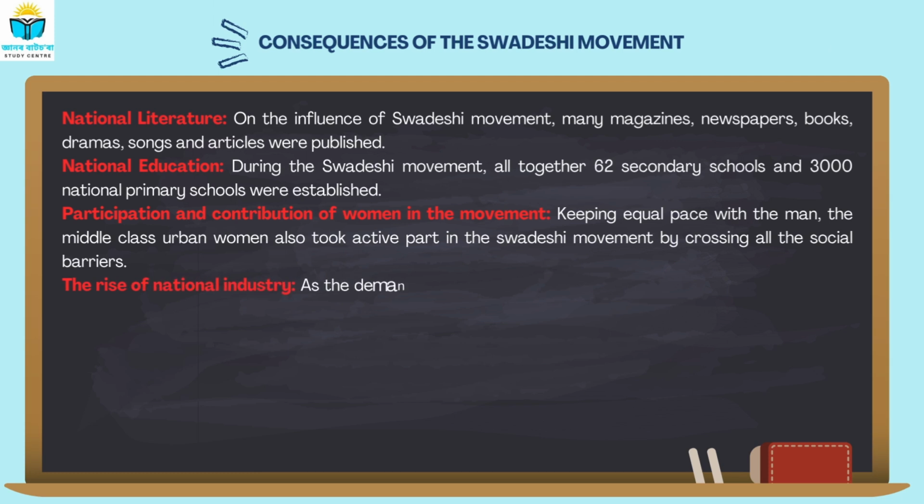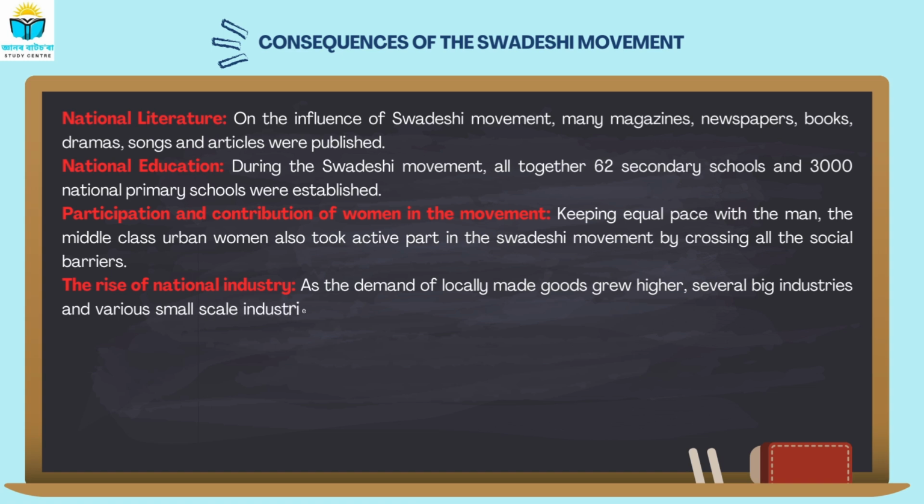Participation of women. For the first time, middle-class urban women broke social barriers and actively participated in the movement, marching side by side with men.